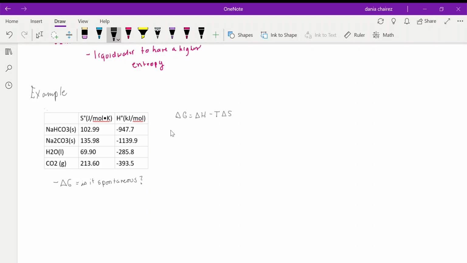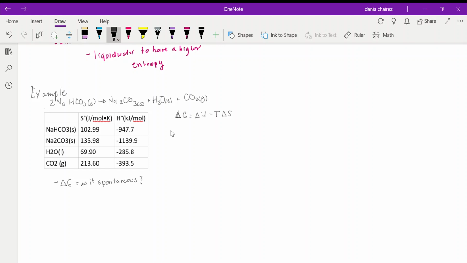So we're given all of the values here. Oh, I forgot to write down the reaction. Give me a second. So the reaction is 2NaHCO3 solid yields Na2CO3 solid plus H2O liquid plus CO2 gas.